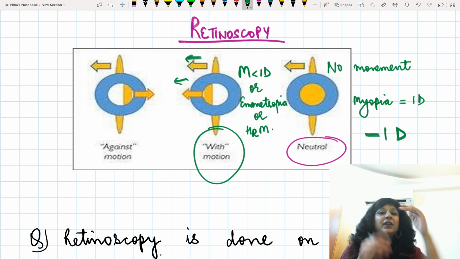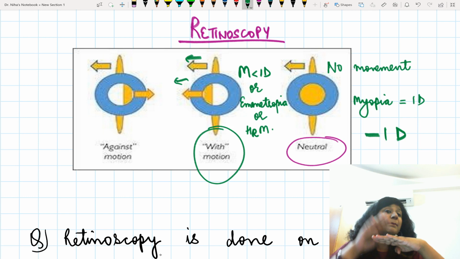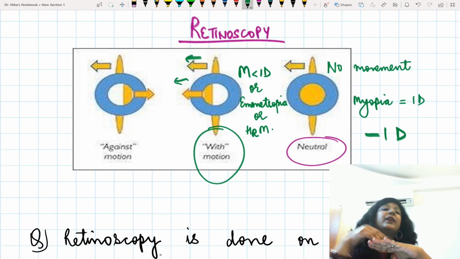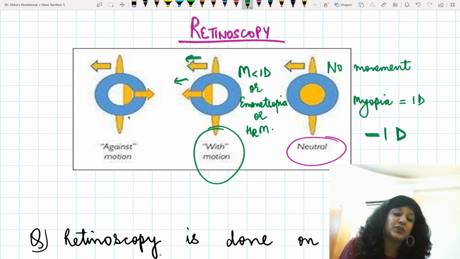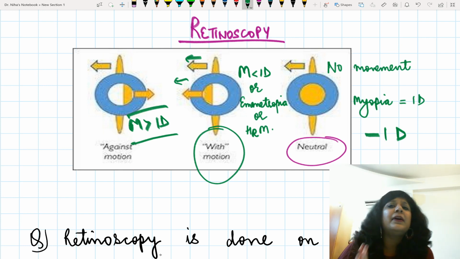Either you are going less than -1, so it can be 0.75, 0.5 like this, or you are coming to 0 power, that is emmetropia, or you are going even below this, that will be your hypermetropia. Because if you are going above, that is more than this baseline 1 diopter, then you are getting opposite direction. So opposite direction means myopia more than 1 diopter.